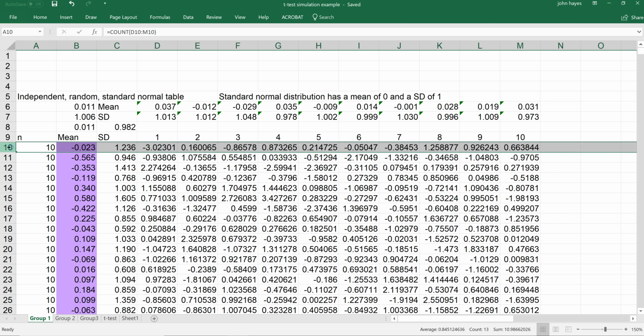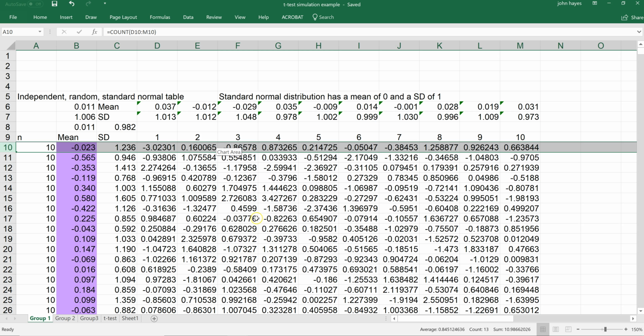Each row here represents a simulated study. It has an N of 10 people in the group. In this first case, the mean was minus 0.023 and the standard deviation was 1.236. And then these are the individual 10 values. So the standard deviation comes from these 10 values, and the mean is the mean of these 10 values. Now, where did I get these numbers?